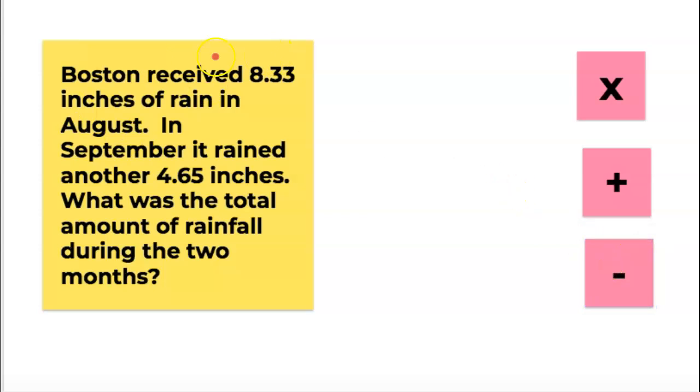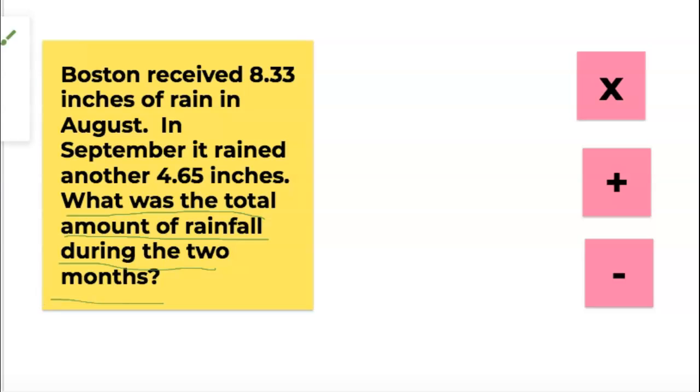So let's read this together. Boston received 8.33 inches of rain in August. In September, it rained another 4.65 inches. What was the total amount of rainfall during the 2 months? Okay, so let's look at this. The first thing I always ask people to do when you're doing word problems is identify the question. Usually we underline the question. What was the total amount of rainfall during the 2 months?